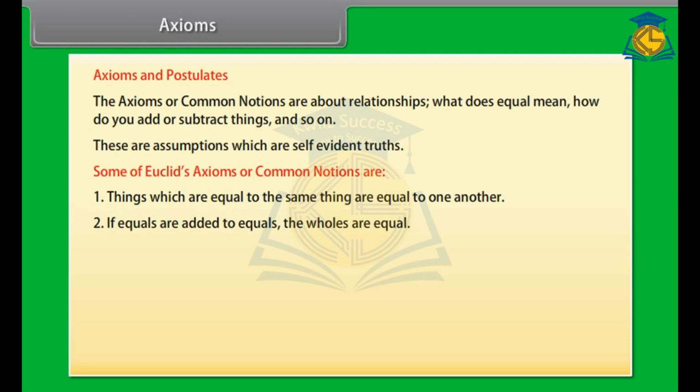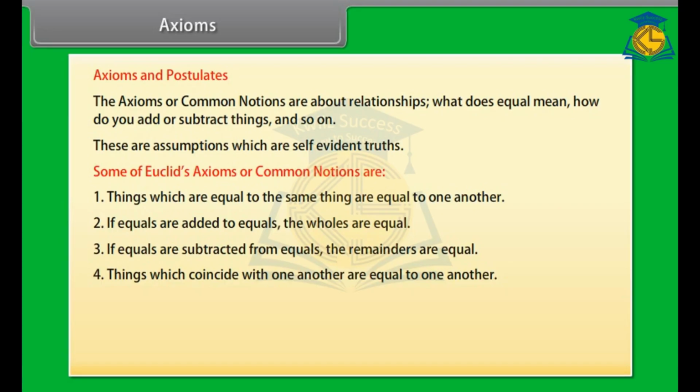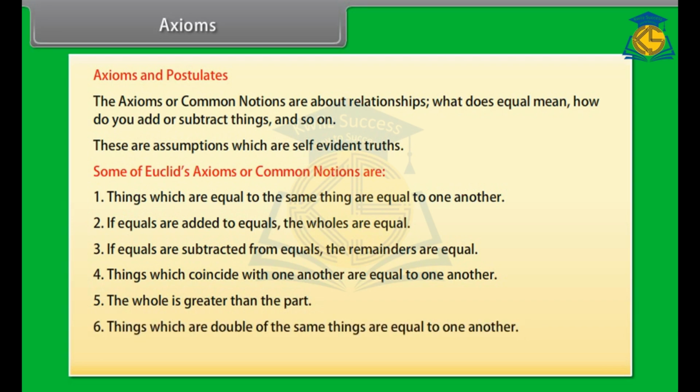2. If equals are added to equals, the wholes are equal. 3. If equals are subtracted from equals, the remainders are equal. 4. Things which coincide with one another are equal to one another. 5. The whole is greater than the part. 6. Things which are double of the same things are equal to one another. 7. Things which are halves of the same things are equal to one another.